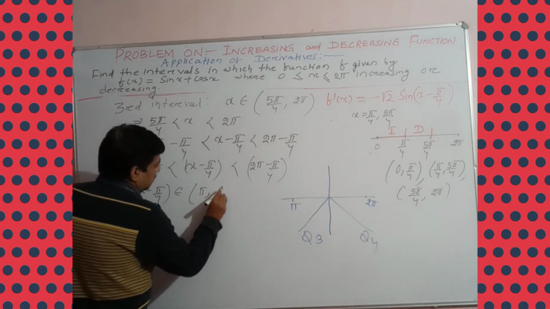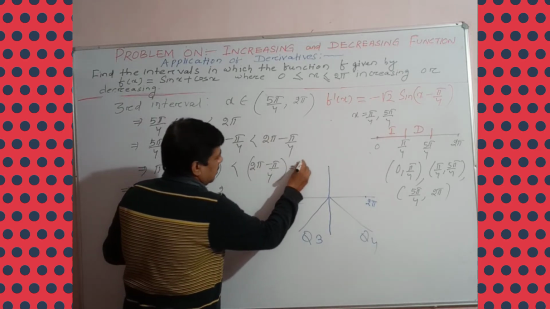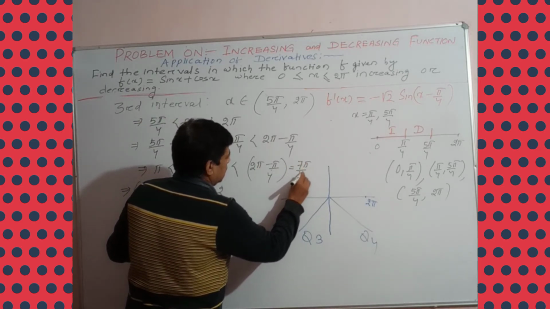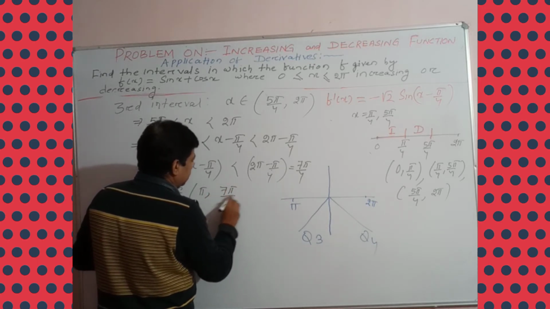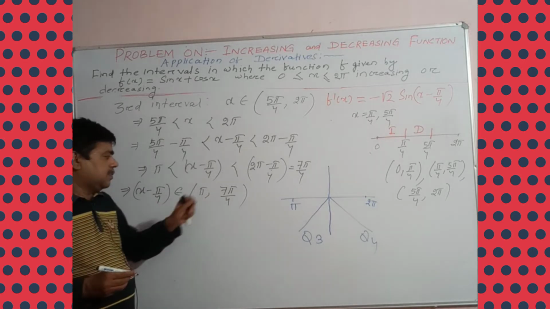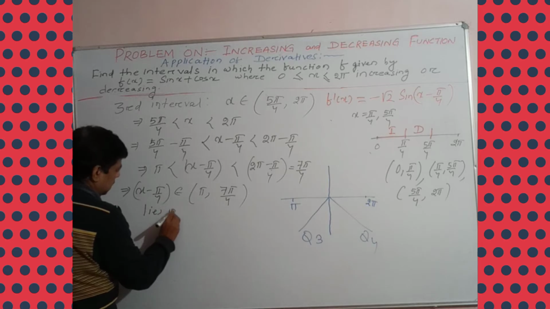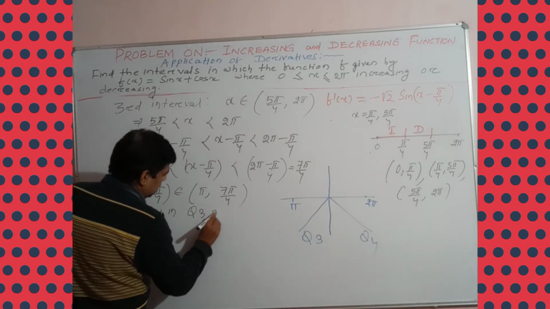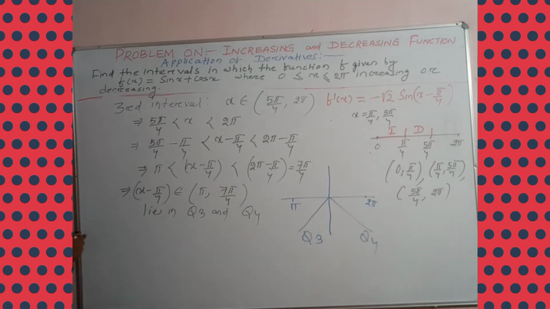pi to 2 pi minus pi by 4, which we can also write as 7 pi by 4. Understand? If you simplify, it is 7 pi by 4. So x minus pi by 4 belongs to pi to 7 pi by 4, which lies in the third quadrant and fourth quadrant. So we know that in the third and fourth quadrant, the sign is negative.